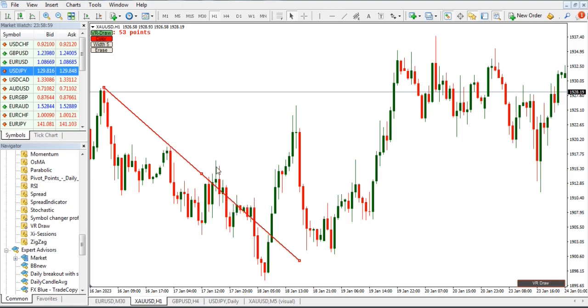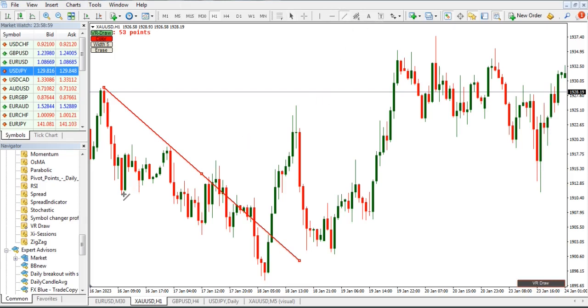But this kind of trade would have given you a loss, or you might hardly be able to exit at break-even, because eventually the market comes down again here. So there is a solution for that.